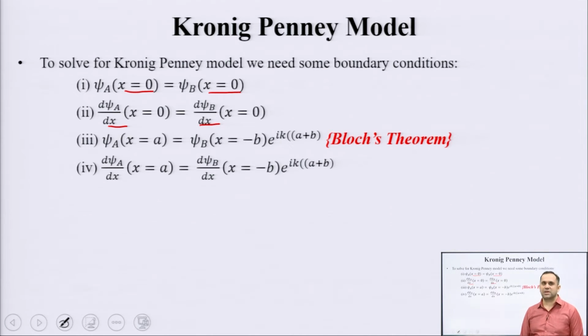Third boundary condition is that in region number 1, if you are measuring the wave function at any value x equal to a, the wave function in region number 2 at x equal to minus b is related by an exponential term. This is known as Bloch's theorem and is useful for analyzing periodic patterns or periodic functions. And the fourth boundary condition is basically coming from the third condition only. We simply see the differentials are also equal at x equal to a and x equal to minus b, and they are related by an exponential term.